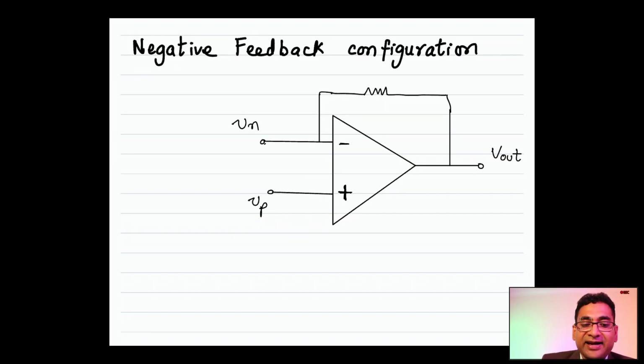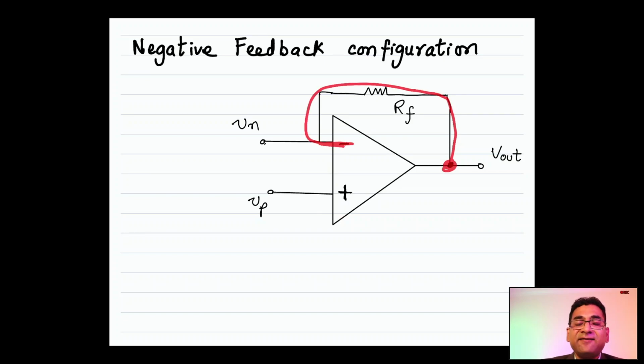The fact that we are tying a part of the output back into the input through a feedback resistance RF, it's called a negative feedback configuration. So, all we are doing is we are taking the output and feeding it back, okay. The output, we are feeding it back into the negative terminal of the operational amplifier.